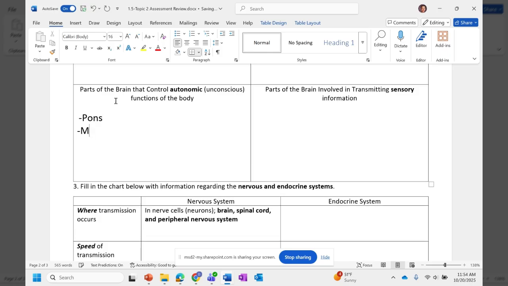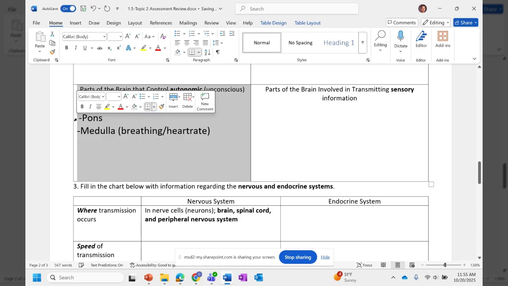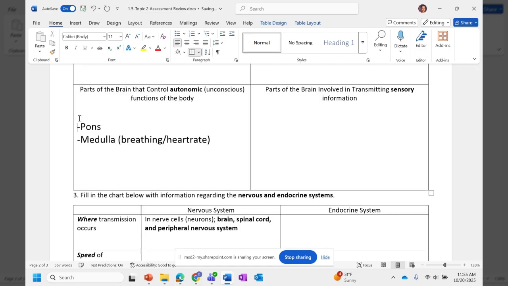And then the medulla is going to be related to breathing, heart rate. Okay, breathing, heart rate. I guess autonomic also. To include everything, I'd have the cerebellum in there.